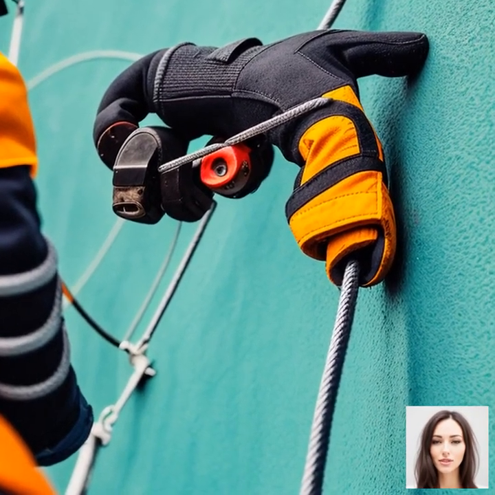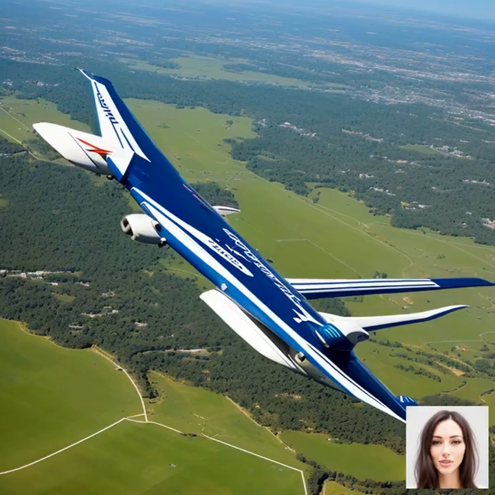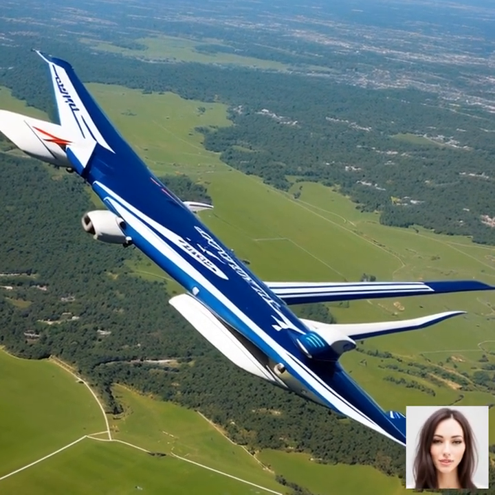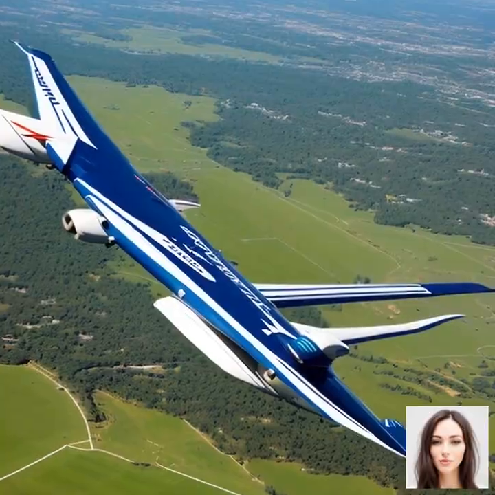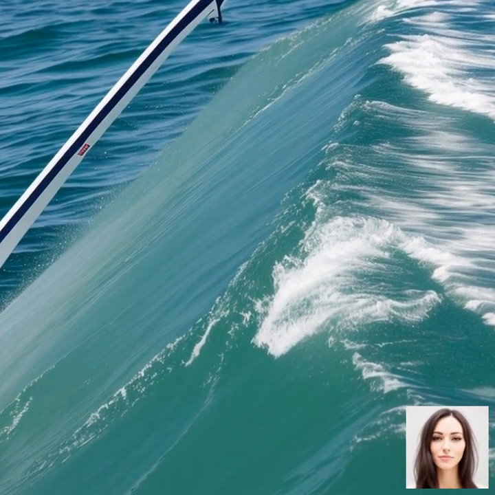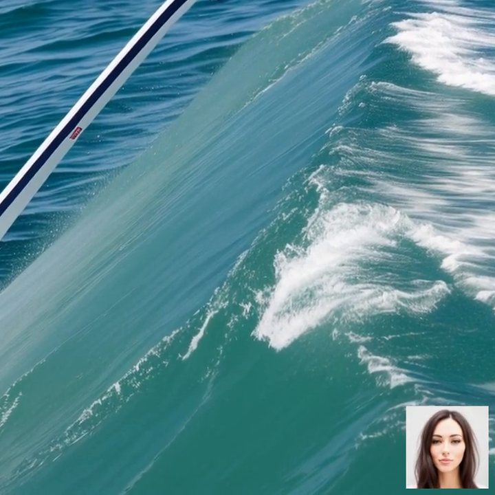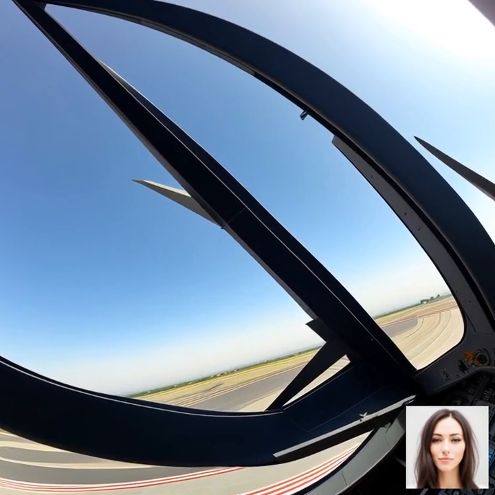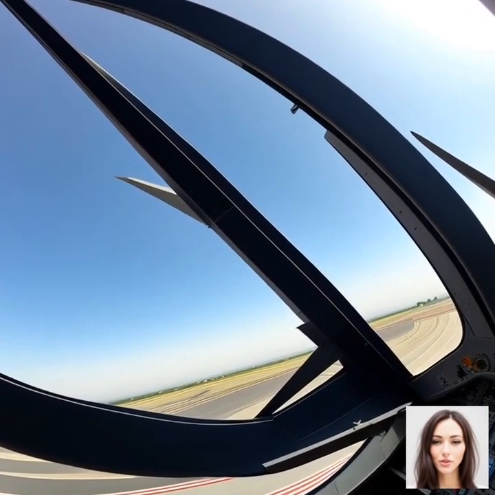Next up are elevators. Elevators are located on the horizontal stabilizer at the tail of the airplane. They control the pitch, the up or down movement of the aircraft. When a pilot pulls back on the control stick, the elevators deflect upwards, increasing the angle of attack and generating more lift. This causes the airplane to climb.